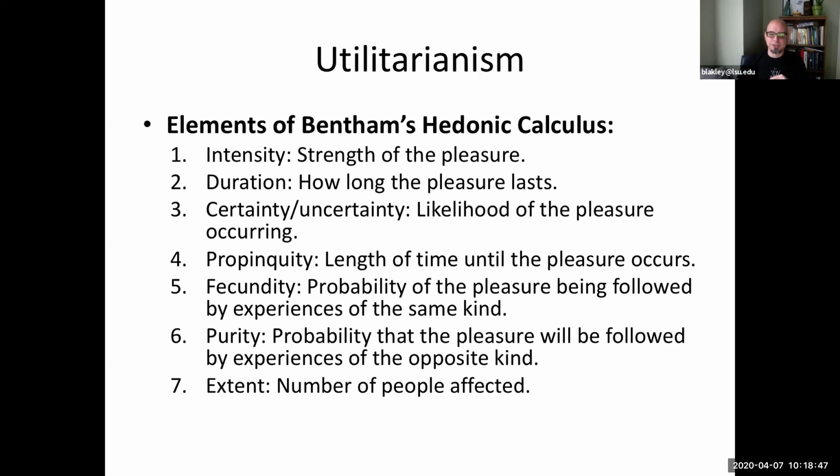For every action that we're thinking about performing, we need to take into account these 7 different dimensions: the intensity of the pleasure. How strong is the pleasure going to be? How long will that pleasure last? Will it be immediate and passing, or will it be a long-term sort of thing? The likelihood of the pleasure actually occurring. A key element here is that the action that you take has to be efficacious for maximizing the overall good. If it doesn't do that, then it might be a bad action to perform, morally speaking.